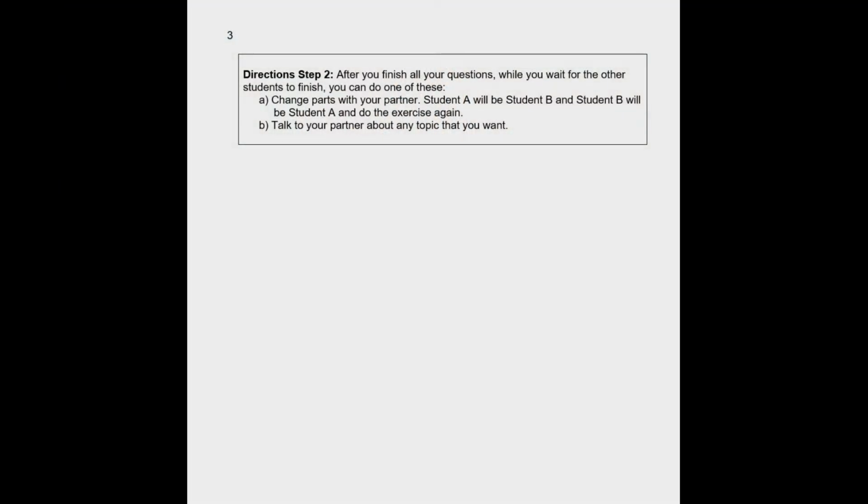So I would make your directions step one, like you have it, and then I'd add step two that looks like this. So in step two, after you finish all your questions, while you wait for the other students to finish, you can do one of these. So they have a choice. They can do A, change parts with your partner. So student A will be student B and student B will be student A and do the exercise again. Or they can do B, which is talk to your partner about any topic that you want.